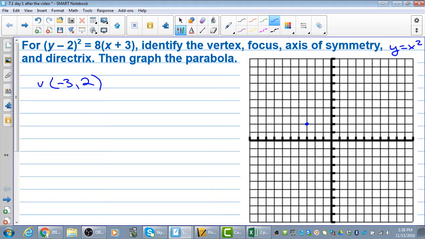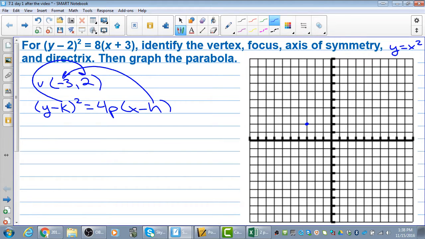Well, this is in the form (y − k)² = 4p(x − h). So the h goes there, and the k goes there. So we have the vertex. But in this equation, p is the distance from vertex to focus. 4p is equal to, in our case right here, 8. So p is 2. The distance from the vertex to the focus is 2 units.